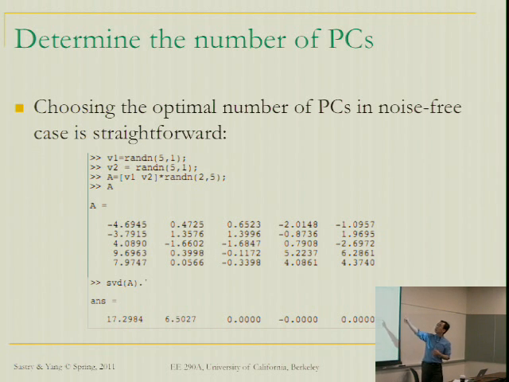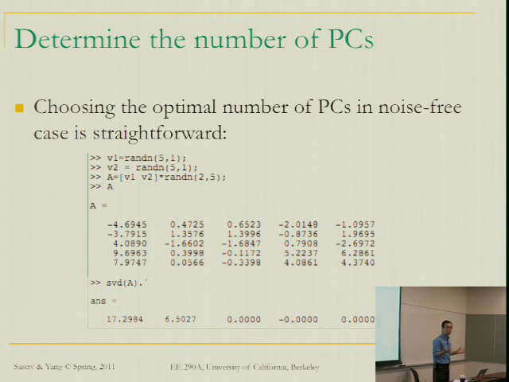In that case, it turns out that if your data is noise-free, then choosing the optimal number of PCs is very easy. In this slide, I'm going to show you one example. Suppose in 5-dimensional space, I generate a 2-dimensional subspace. The 2-dimensional subspace will be spanned by 2 vectors, v1 and v2. So the first question is: do you have to worry about the linear dependency of v1 and v2? What's the probability that you generate v1 and v2 randomly based on a Gaussian distribution?